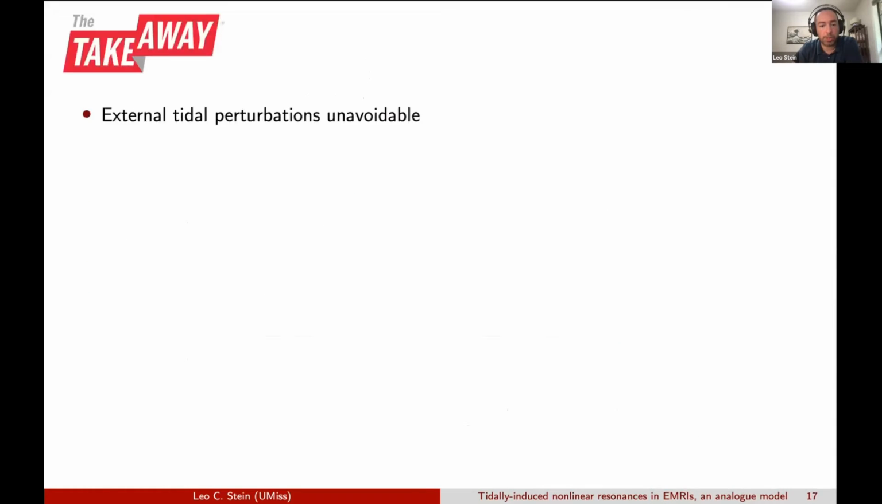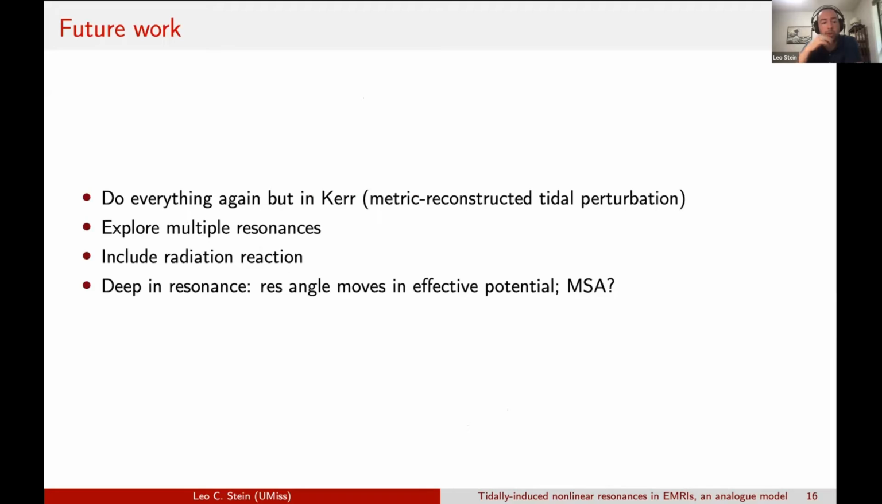Okay, so of course there's a bunch of stuff that we didn't do. We just demonstrated a method for one particular perturbation. We should do everything again, but in Kerr, to check that the qualitative picture is right. We should explore a bunch of different resonances. We should include radiation reaction rather than treating these as 2 independent perturbations.